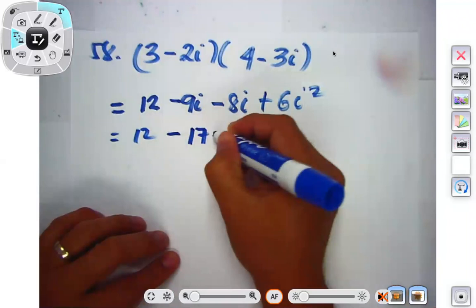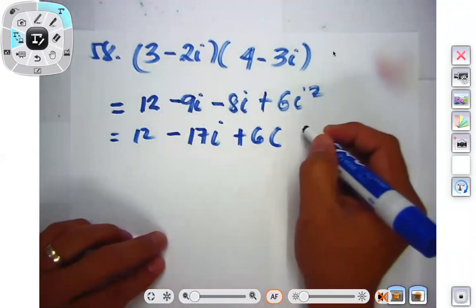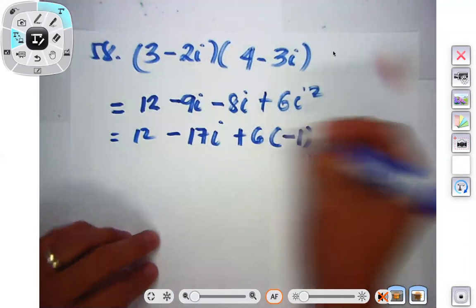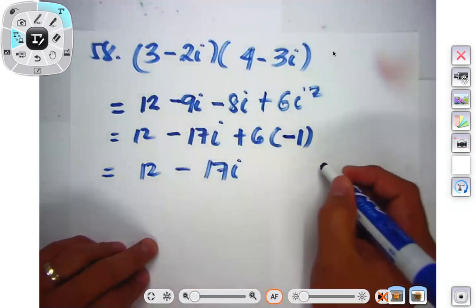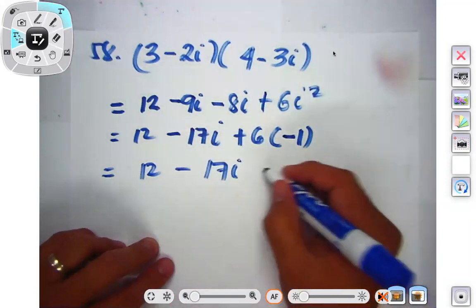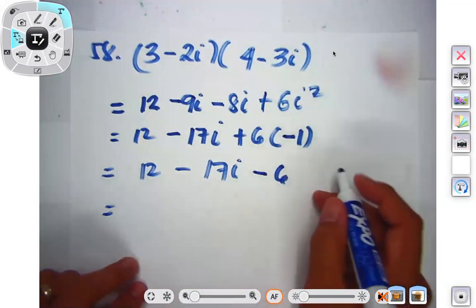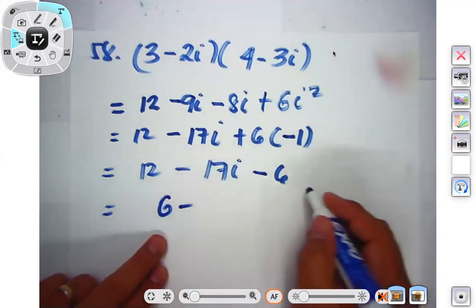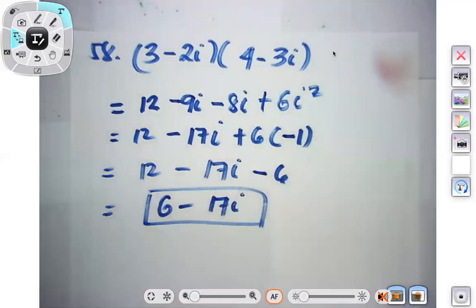negative 17i plus 6 times your i squared. We know i squared to be negative 1. All right, so we have 12 minus 17i, 6 times negative 1, negative 6. Combine like terms, 12 minus 6. 12 minus 6 is 6, minus 17i. Now our answer is in complex number form, a plus bi.